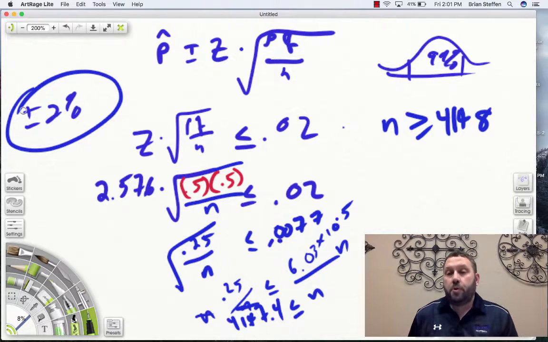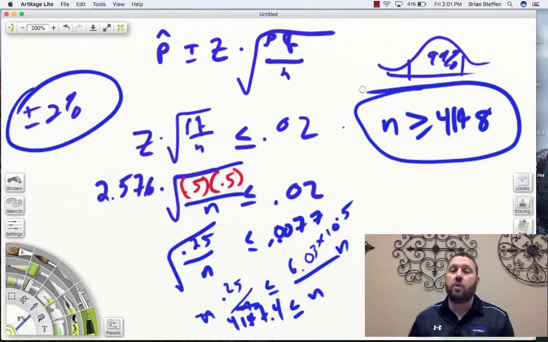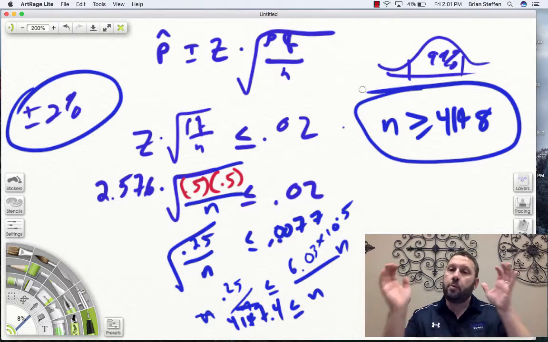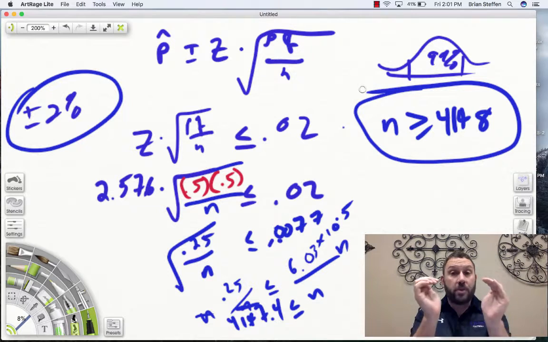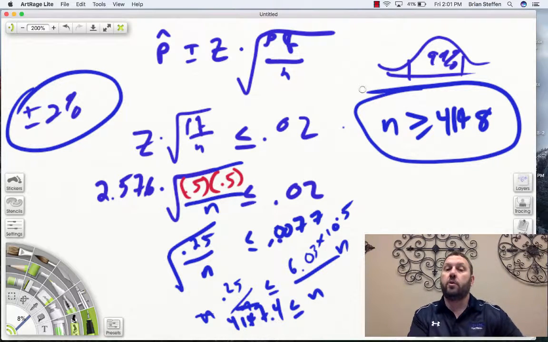In order to have an interval within 2% of the actual, so I'm going to say I am 99% confident that the actual p, the actual proportion of everybody that approves of this thing, is within 2% of the actual population value. I need to sample at least 4,148 people to be that precise. Remember, to make a more precise interval, I need to sample more things or more people or more whatevers.